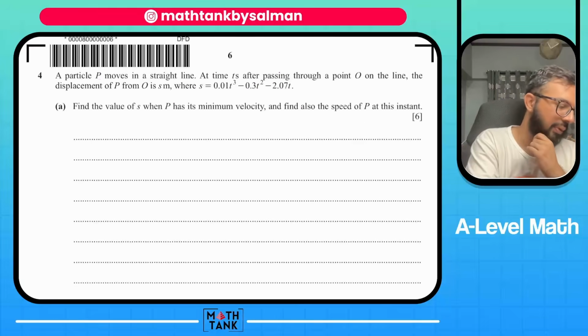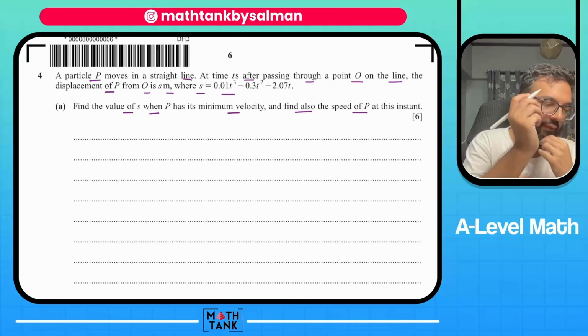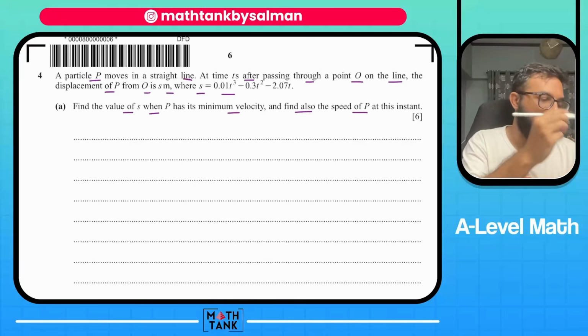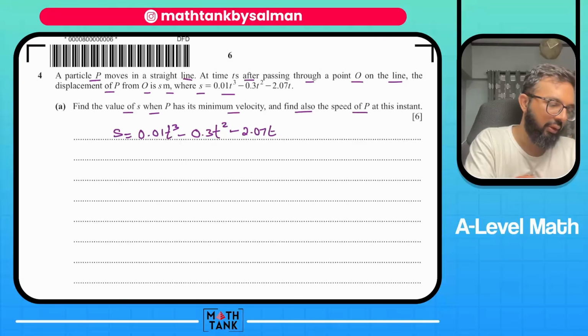Let's quickly move on to question number 4. A particle P moves in a straight line. At time t seconds after passing through point O on the line, the displacement of P from O is s meters, where s is this. Find the value of s when P has its minimum velocity and find also the speed of P at this instant. Okay, so I'm given a displacement time equation.